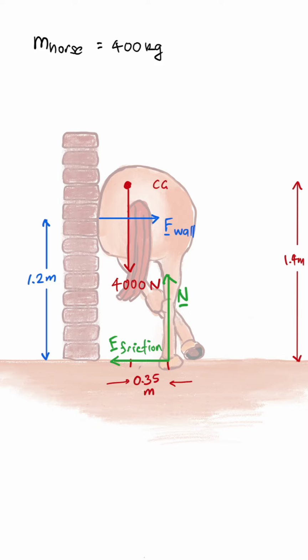Remember, we can choose our pivot point when taking torque balances, so we'll choose it to be at the hoof, so we don't need to consider friction or support forces in our balance, as their torques will be zero. So how are we going to find the torques from the two remaining forces? Well, let's have a quick reminder about moment arms.